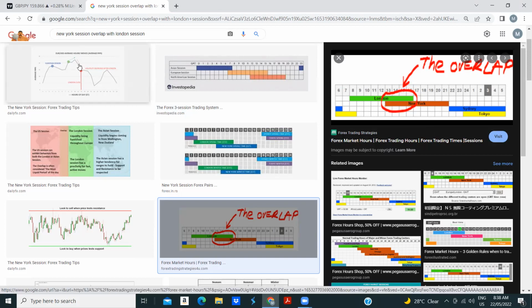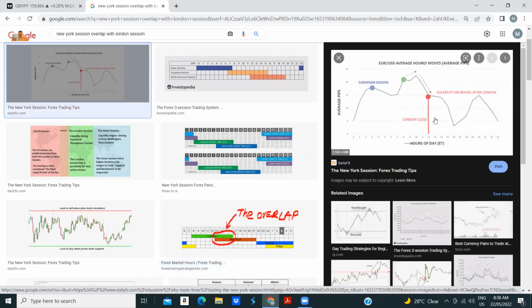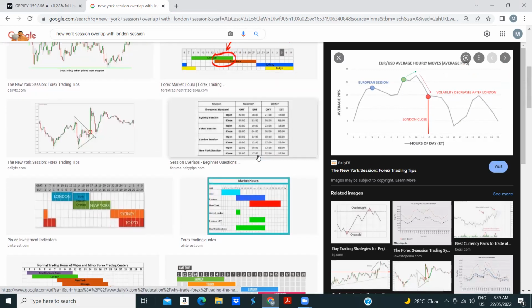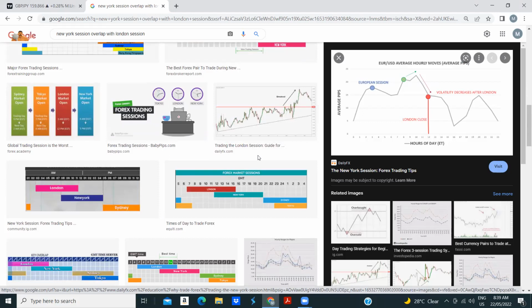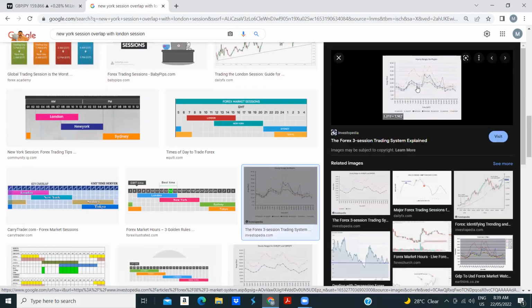Got it? Now, if you see, this is the volatility. This is the European session. This is what happened: from here, this is the European open, and this is the New York open. From here to here, you can see it is very volatile. And then here the London close, and the volatility decreases after the London close. Got it? Can you see? Makes sense, right? Okay, so here you can see another chart with our ranges.